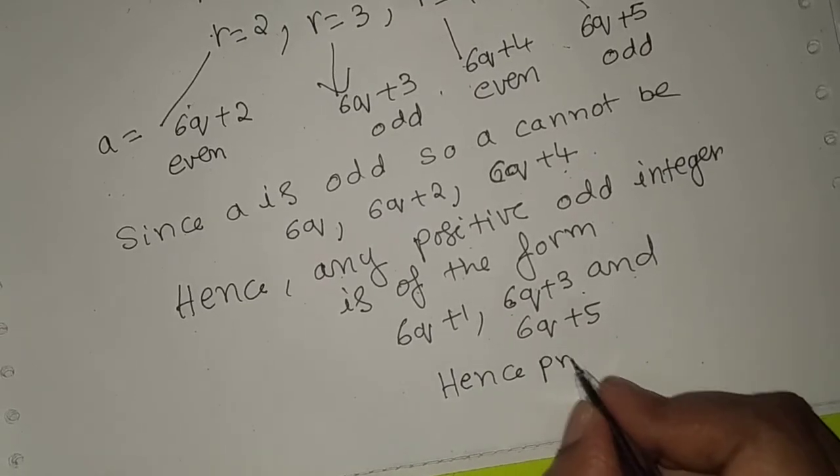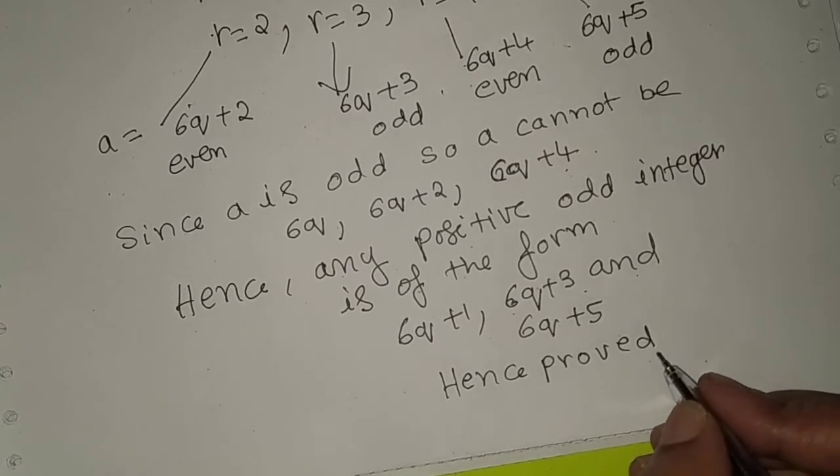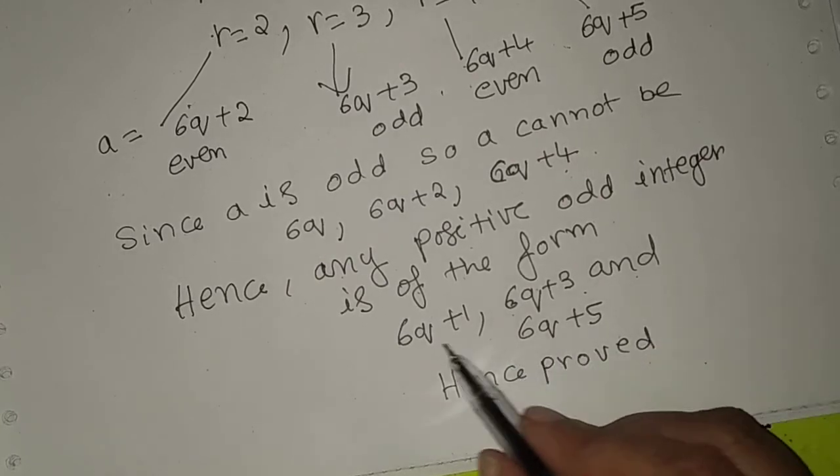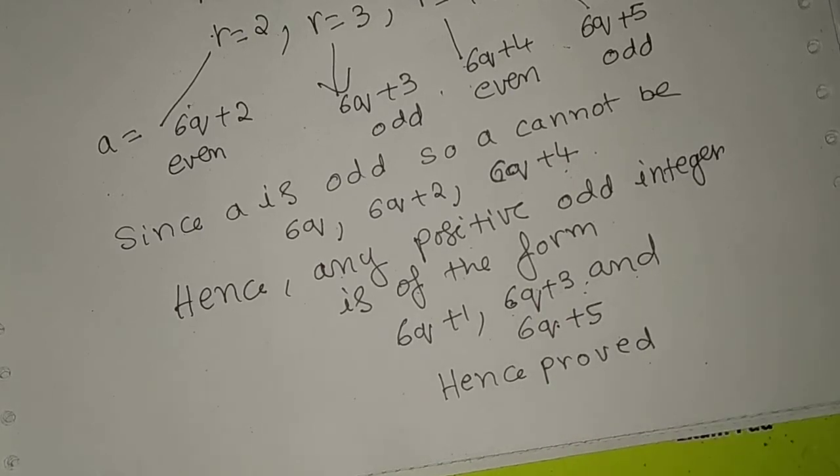So these are the steps to be followed for this question: show that any positive odd integer is of the form. So this is the solution for the second problem. We have completed the first and second problems in this exercise.